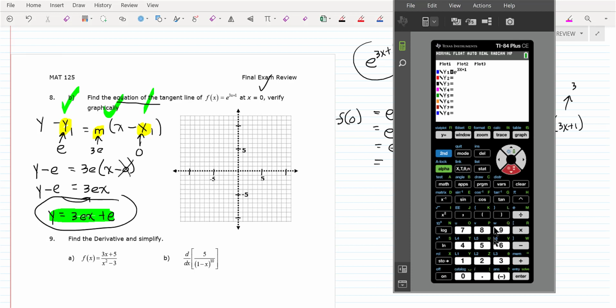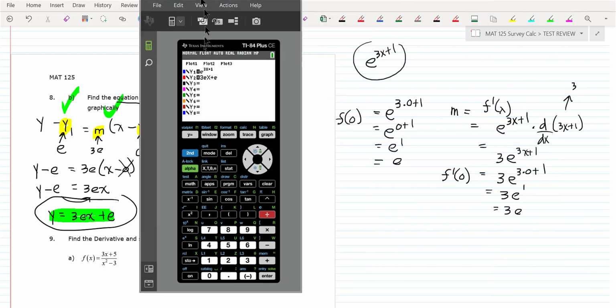And then in y2, I would put in my answer, okay? The letter e is above the division symbol, so you can go 3e x and then plus e. And if you do that in a standard window, I think this one will probably graph fine, you could visually see if you're right or not. So you would want to get those two things put in and then just graph in a standard window.